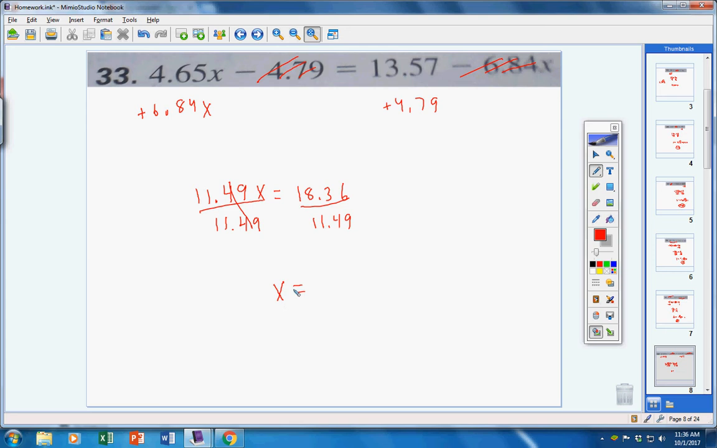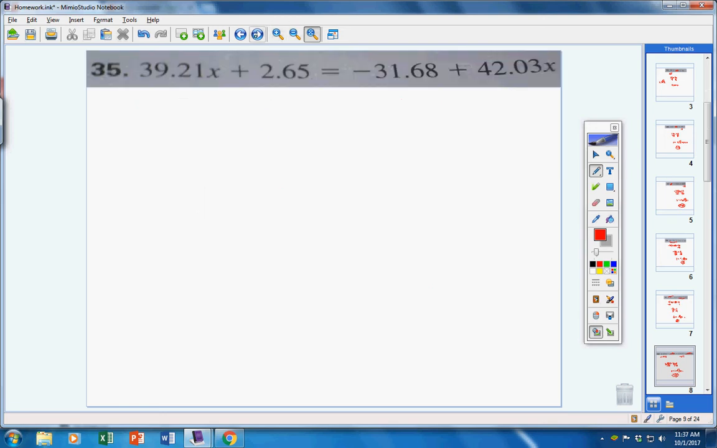18.36 divided by 11.49 would give me 1.597911. It continues on and on. Look at your third decimal number. 1, 2, 3. That tells you to raise this up to a 0. I want you to make this become a 6. So 1.60 is the correct answer. Alright, number 35.